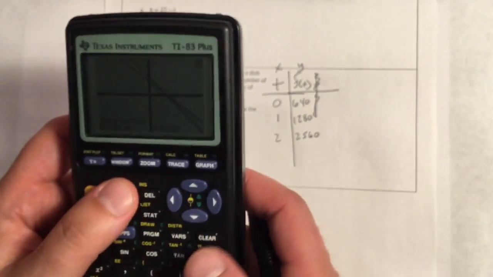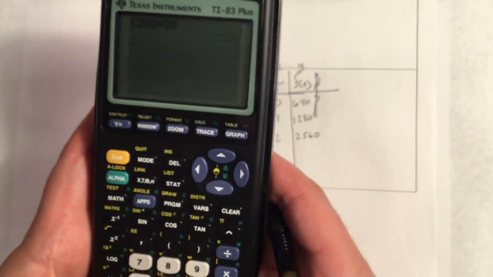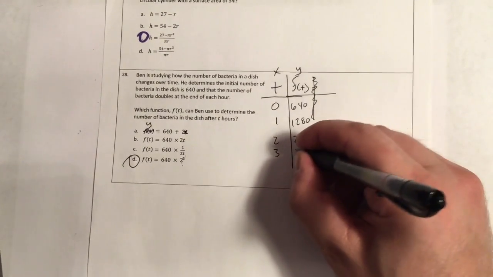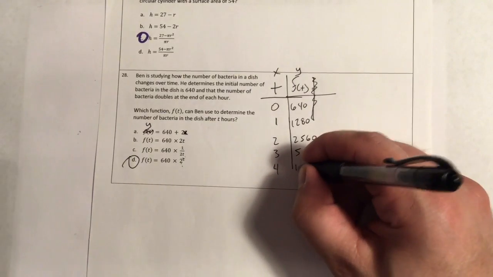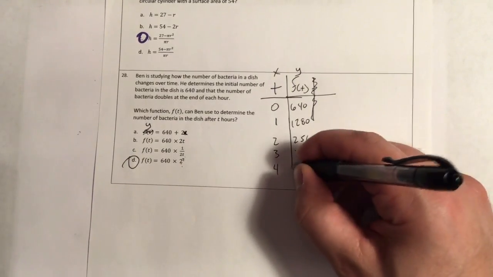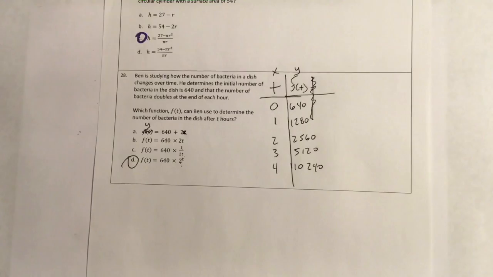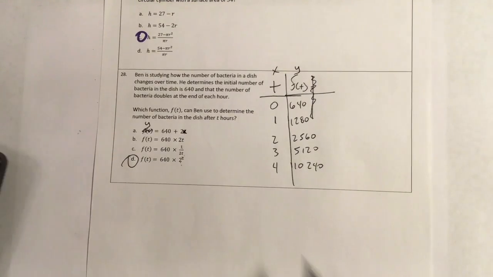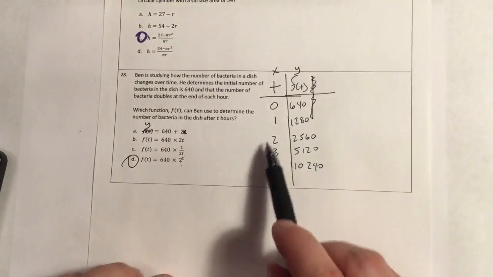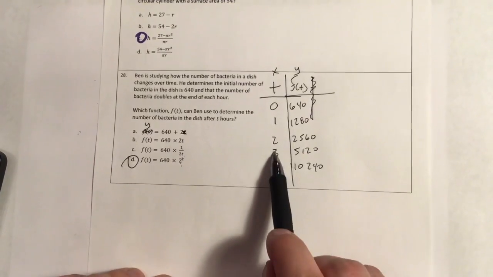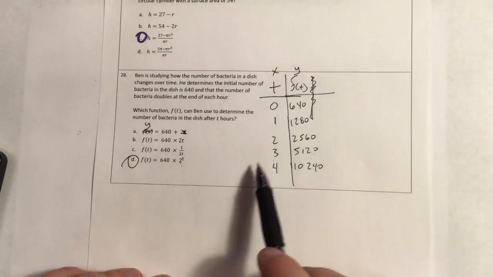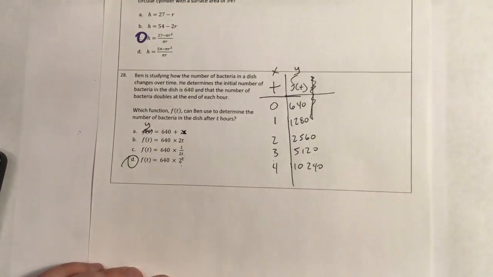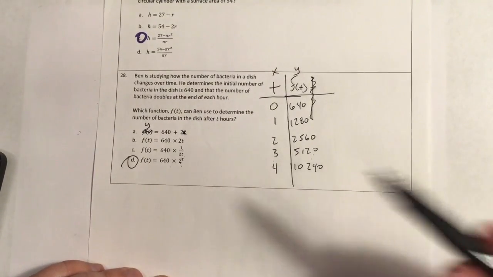I've got to bust out the calculator. 1280 times 2. Okay, after 3 hours, it's going to be 5,120. 4 hours, it's going to be 10,240. So on and so forth. Okay, so I know basically if I plug 3 into one of these functions, I should get this. That's one way to do this, right? Like on the algebra test, just plug stuff in that you know makes sense and see if it works.